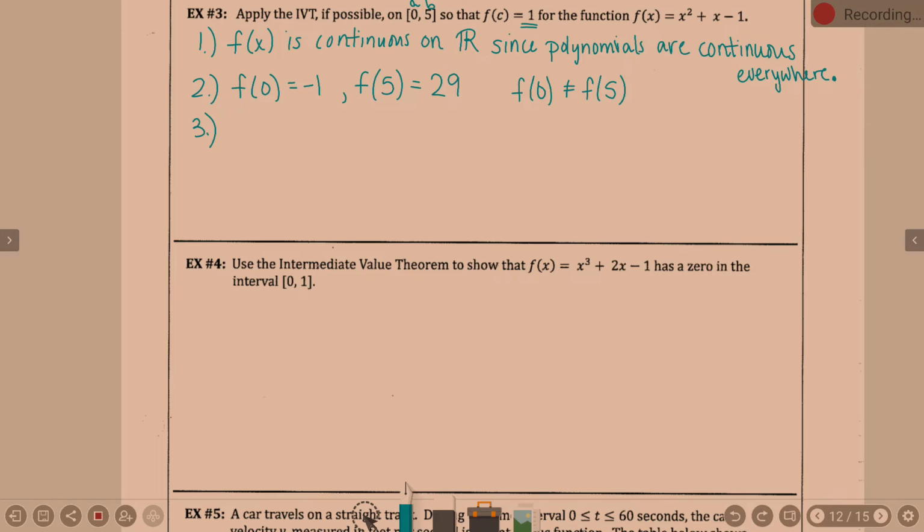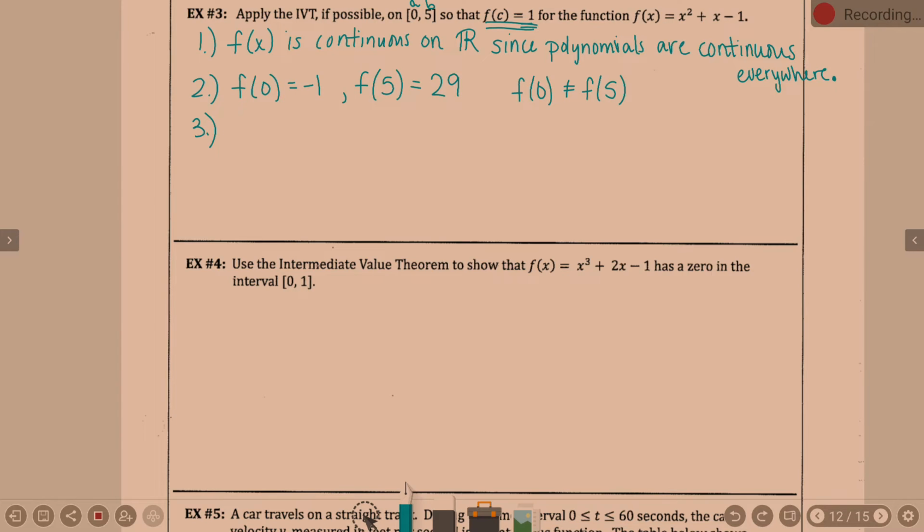So in order for IVT to guarantee that f of c equals 1 exists, what has to be true? 1 has to be between f of 0 and f of 5, which are -1 and 29. Is 1 between -1 and 29? Yes. That's the easy part, right? So IVT applies here and is true. There is some value of c such that f of c equals 1 on the interval from 0 to 5.